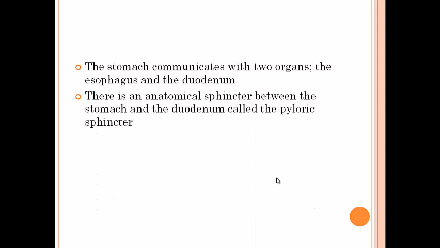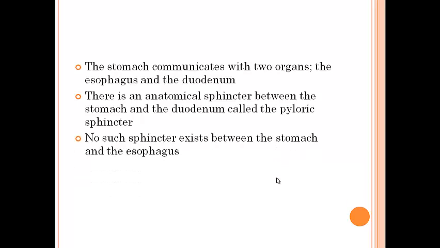So what happens is there is an anatomical sphincter, so an actual physical sphincter, that is found between the stomach and the duodenum. This is called the pyloric sphincter. So, it's basically a muscle that is located between the stomach and the duodenum, and then depending on whether it is closed or open, the contents of the stomach can either pass into the duodenum or stay within the stomach.